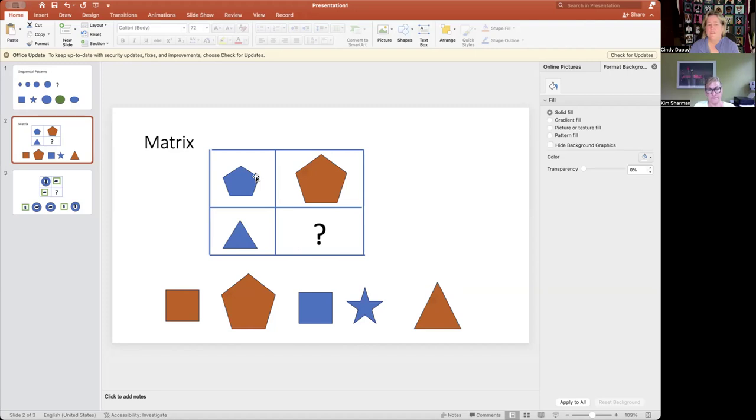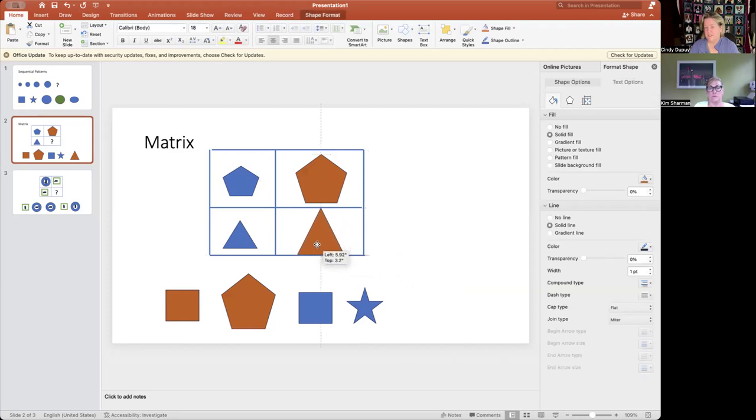Okay, so now let's do it vertically. A small blue pentagon vertically to a small blue triangle, and a large orange pentagon to a large orange triangle. Excellent. So either way you work it, the answer is the same. So it's actually two patterns that you're diagnosing or detecting in this one matrix.